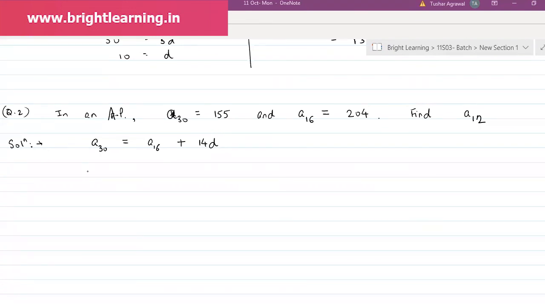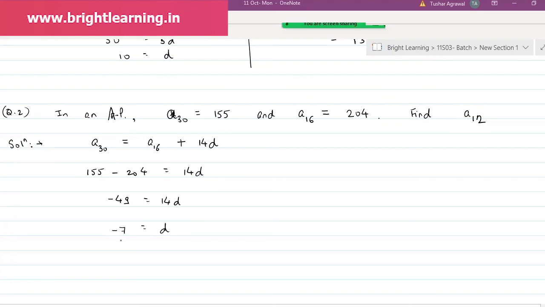Okay, so 155 minus 204 is equal to minus 14 times D. So negative 49 is equal to 14D. So D is equal to minus 7 by 2. Let it be as it is. Don't convert it to a decimal. And now what he has asked is A12. So 12 is the number near to 16, so I will take help of that one.